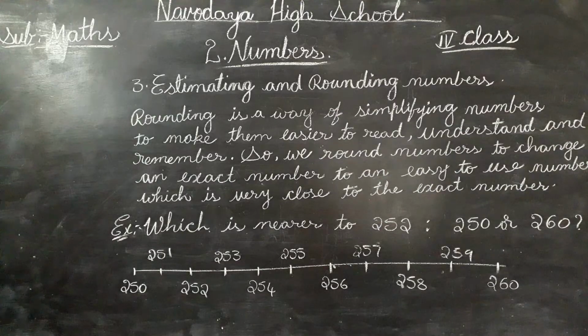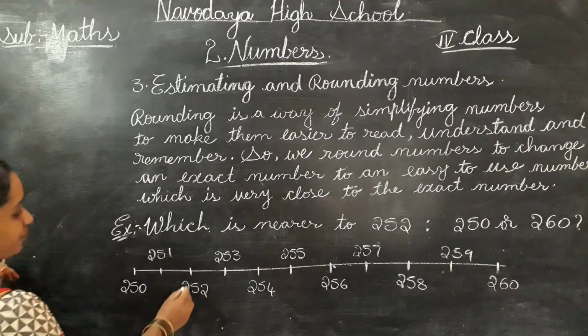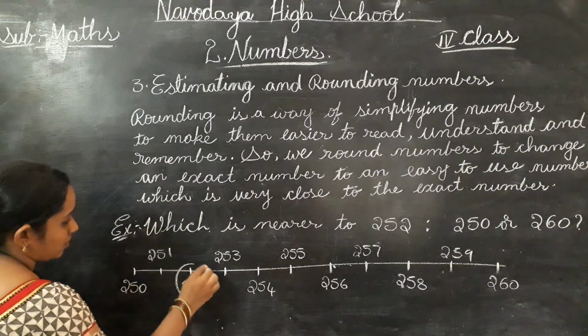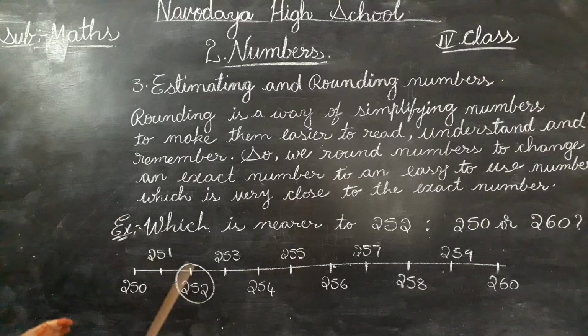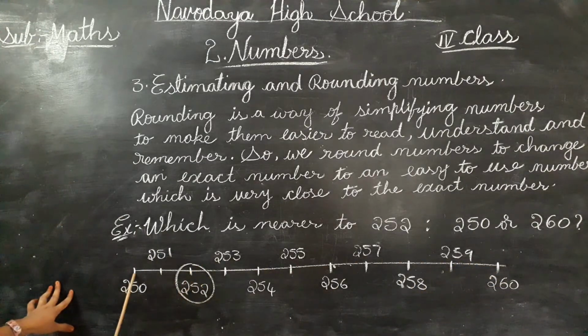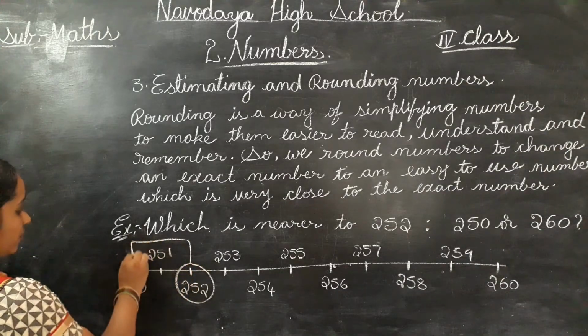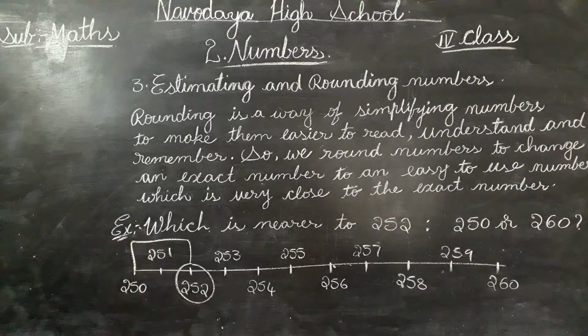It is very easy to understand children. Here is a number line. 250 to 260 numbers are here. Here what is the number? 252. Is 252 nearer to 250 or 260? It is nearer to 250. So, the estimated number is 250.